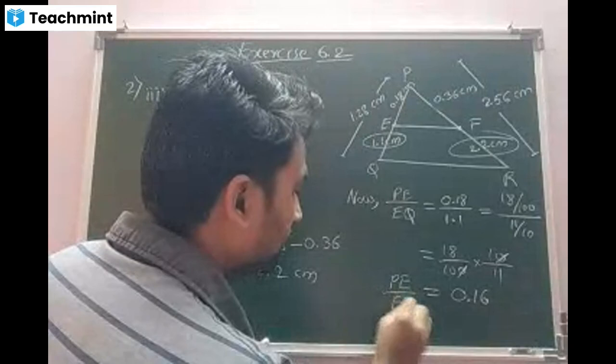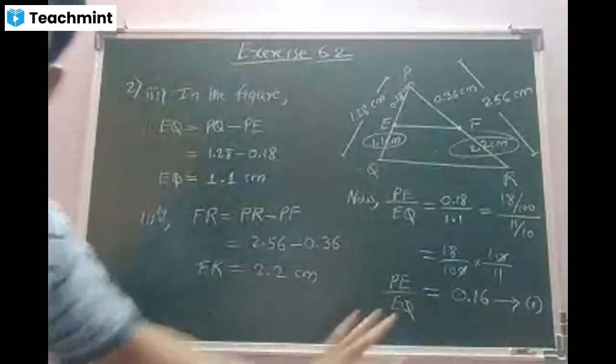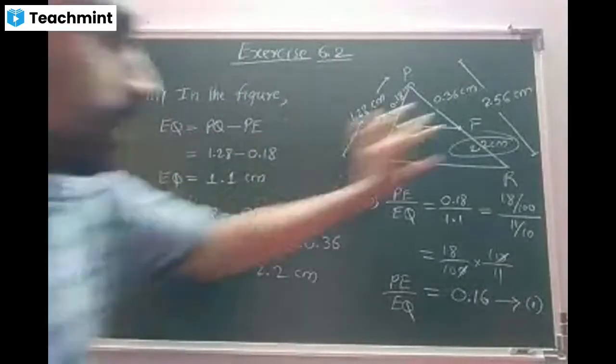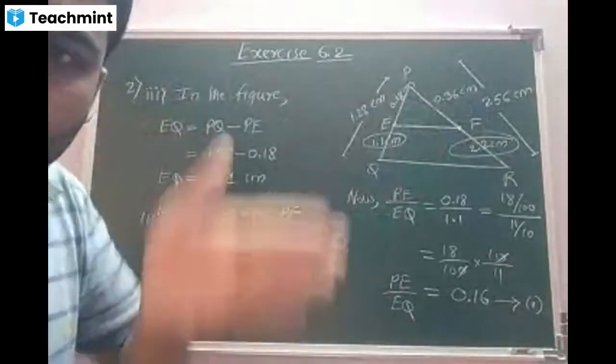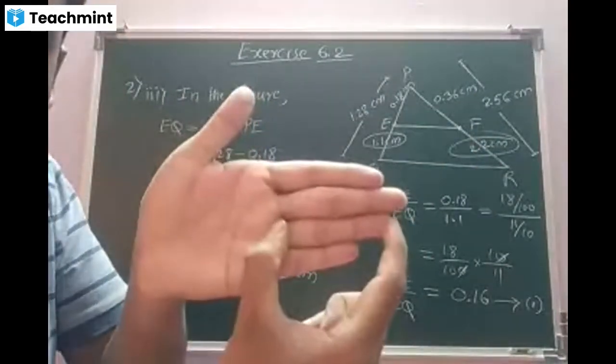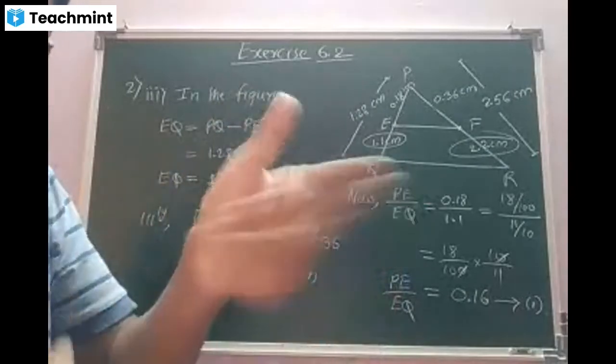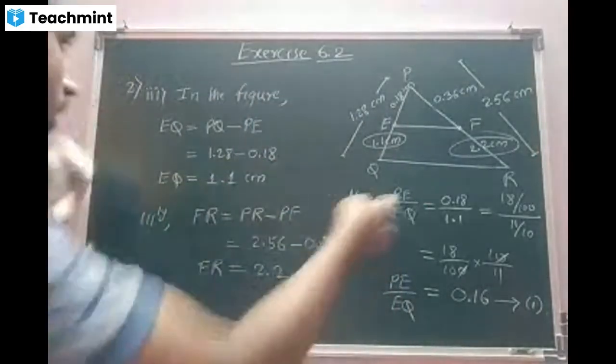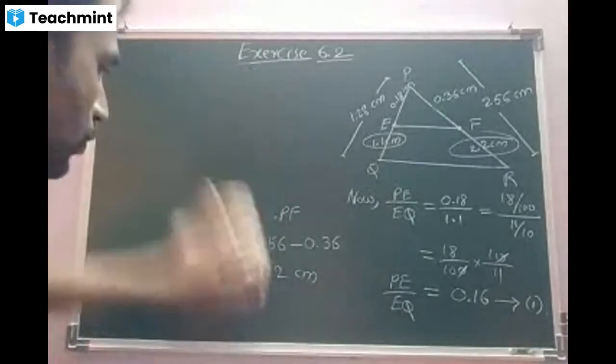Call it equation number 1. Students, copy fast. I calculated EQ, this part, and then FR, this part, using the concept: in a whole, remove one part from the whole, you'll get the other part. Correct, beta? Yes, sir. Then I went for the first ratio as usual.